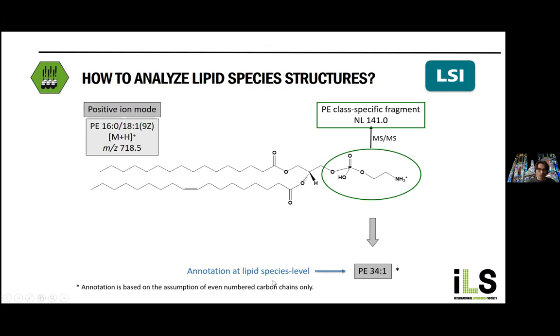And here some kind of assumption comes into the game, and this is that we assume that only even-numbered carbon chains are present. I will show you in a minute why we need that assumption, because there are isobars present, which I will also explain on the next slides. So this is lipid species level.